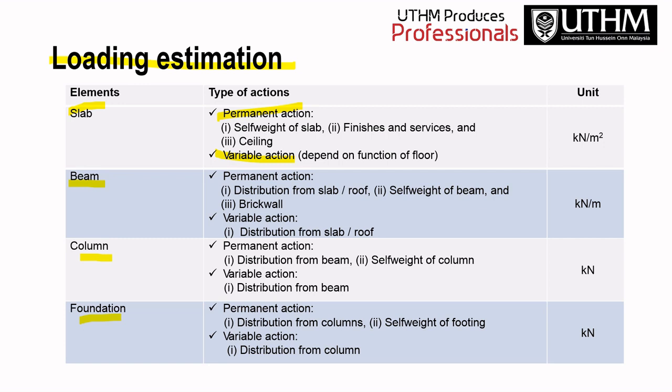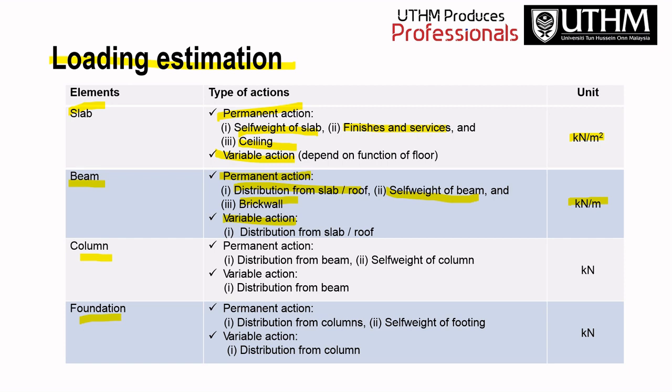For permanent load for slab, we have self weight, meaning the weight of itself, finishes and services on top of it, and also the ceiling if it's on the first floor and above. The unit is kilonewton per meter square. So for every 1 meter square, you take the load times the area of the slab, then you can get the total loading. For beam, we also have permanent actions, including the distribution from the slab, where the load will distribute from the slab and the roof to the beam, then beam to the column, and column finally to the foundations. To estimate the permanent action, we have self weight of the beam and also brick wall. If you have brick wall on top of it, all of this must be included in the permanent actions. For variable actions, we have the distribution from the slab, which is the live load from the slab. The unit is kilonewton per meter.